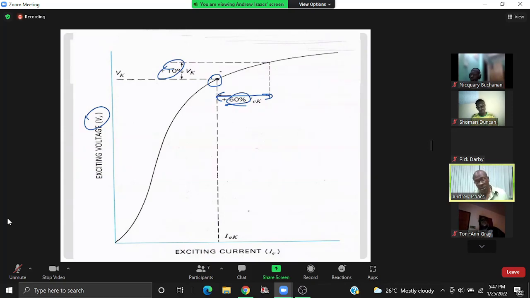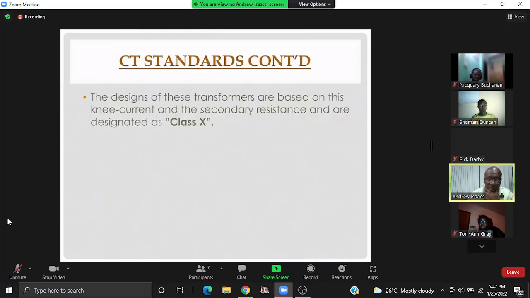And you're going to hear it again as we continue through this. CTs that are based on their knee points are called class X CTs. Everything we have just spoken about is related to the British system. So we have the measurement CTs, the protection CTs, that's 10P, 5P, and of course, we have the class X CTs.